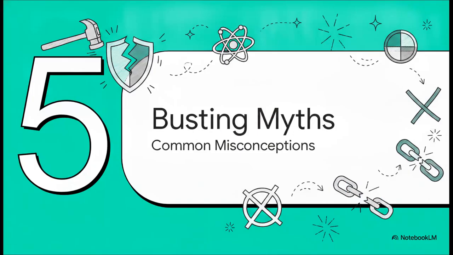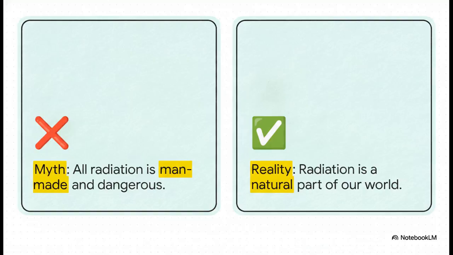And finally, Section 5, Busting Common Myths. To wrap up our explainer today, I want to play Mythbusters and correct a few very common mistakes I see students make on exams. Myth number 1, assuming all radiation is some artificial hazard created in a lab.